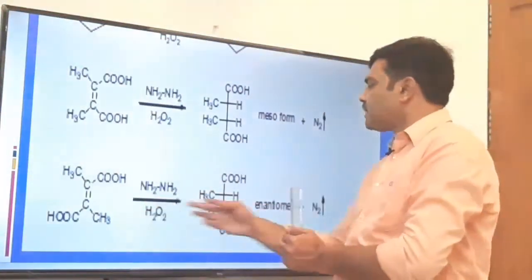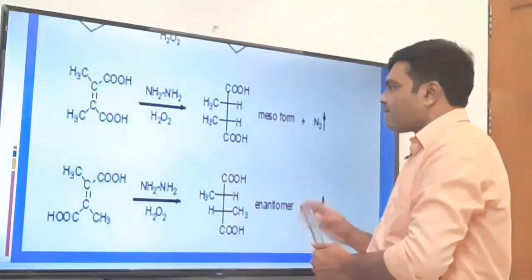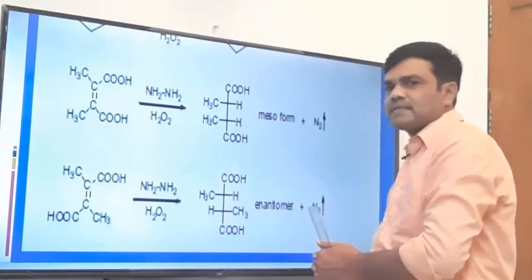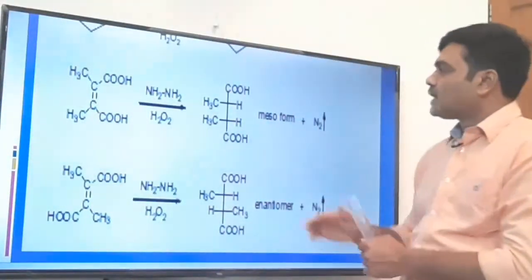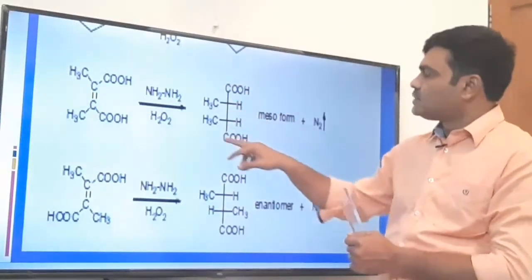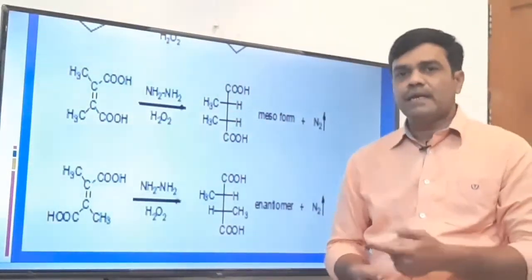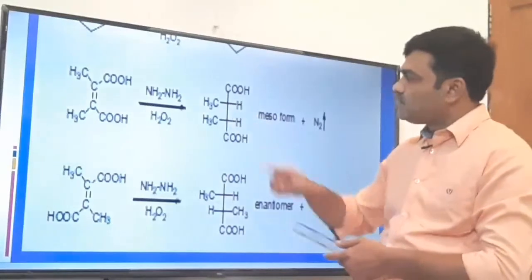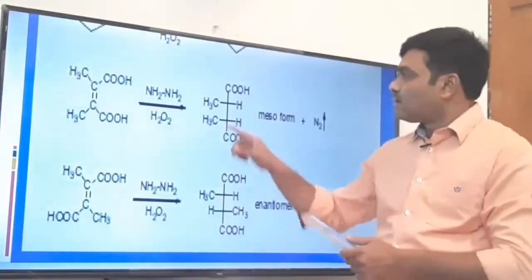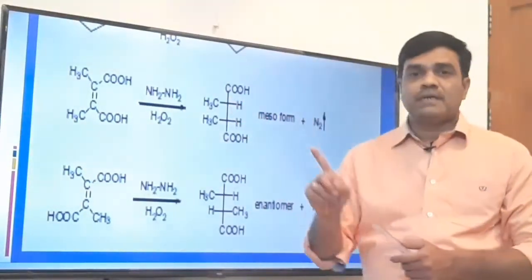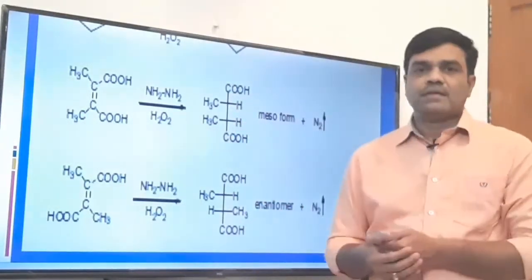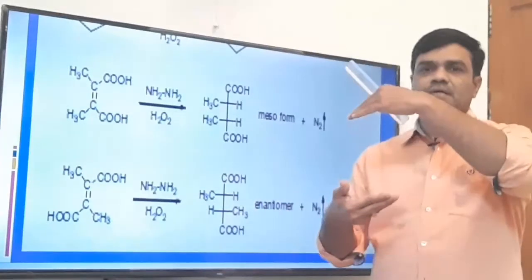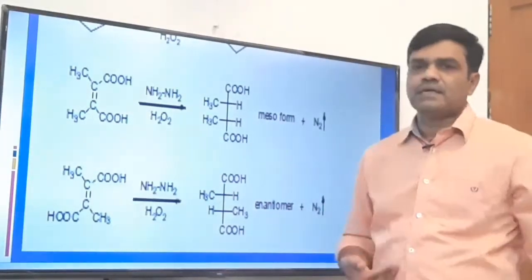So in case of trans, we get the enantiomer. Of course, in both the cases, nitrogen gas is evolved. In case of the cis compound, we get the meso form. It is optically inactive. Although two asymmetric carbon atoms are there, the one asymmetric carbon has the different rotation than the other. So if one is plus, the other is minus, then the net result is 0.